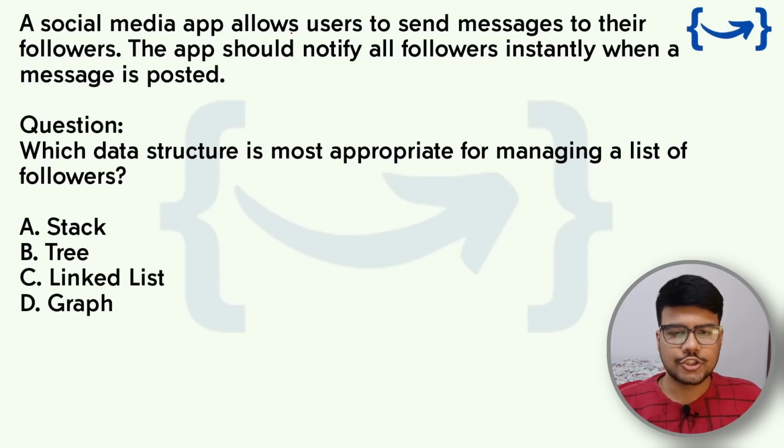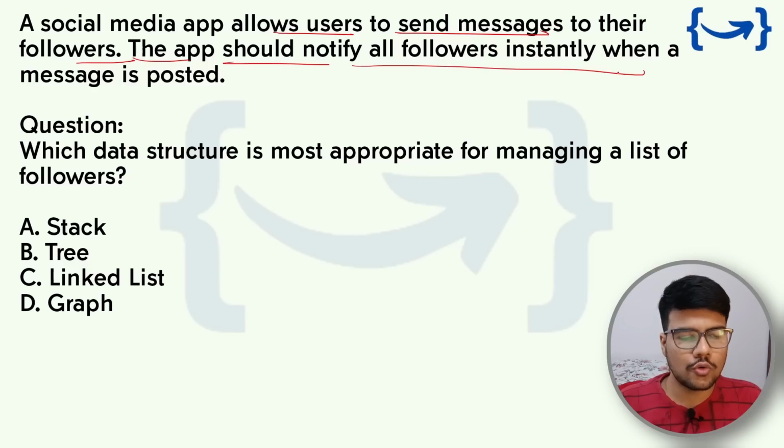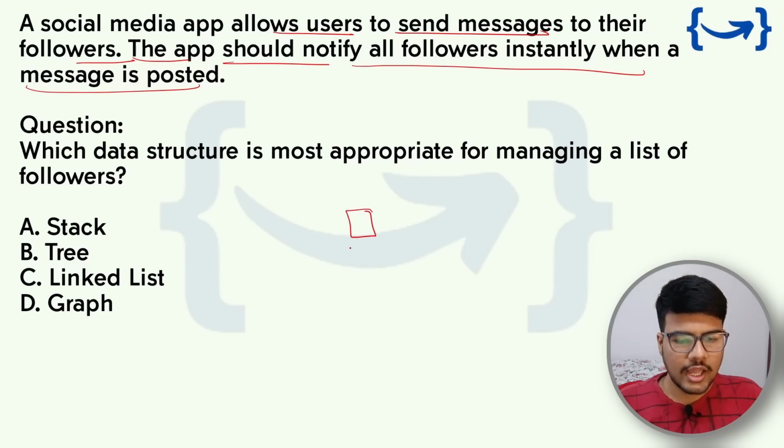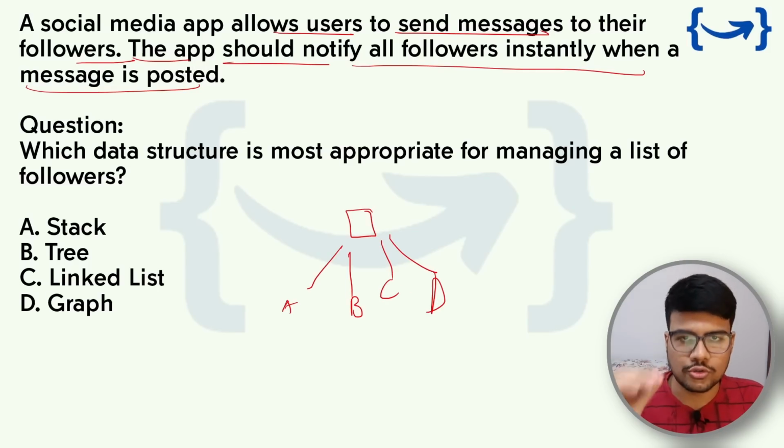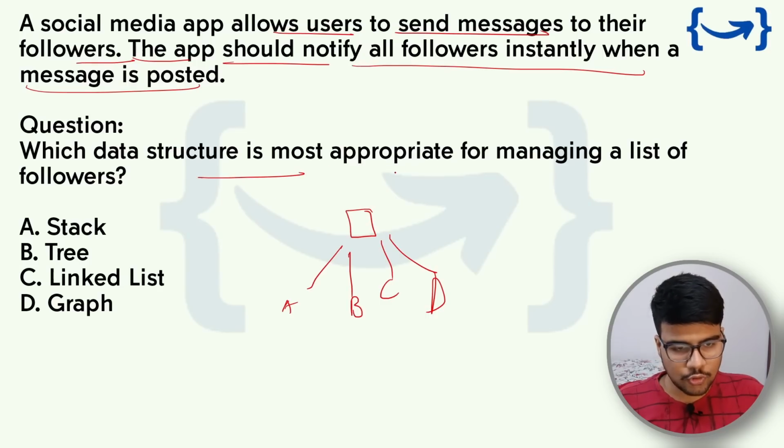So let's move on. A social media app allows users to send messages to their followers. The app should notify all followers instantly when a message is posted. Let's say you created a post and you have friends A, B, C, D in your follower list. All these messages should go to each and every follower that follows you. So which data structure is most appropriate for managing a list of followers?